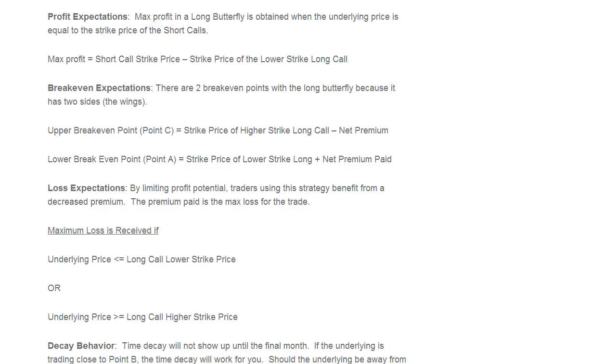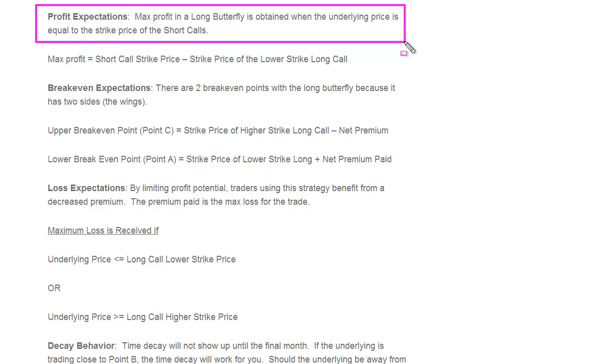Profit expectations. Your profit is going to be maximized when you're right in the middle of that butterfly. Again, if it's with calls, it'll be right at the short call. If you're doing puts, it'll be right at that short put as you get towards expiration. Not easy to do, but certainly could happen if you do a lot of them. Typically with this spread, you'll probably exit before expiration. It may not be wide enough to go into expiration unless you do a really wide one.